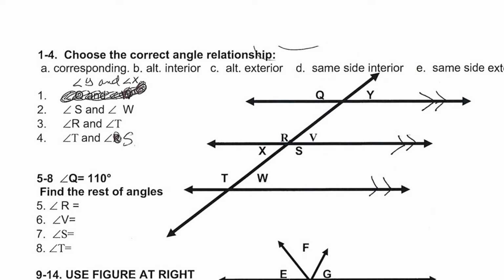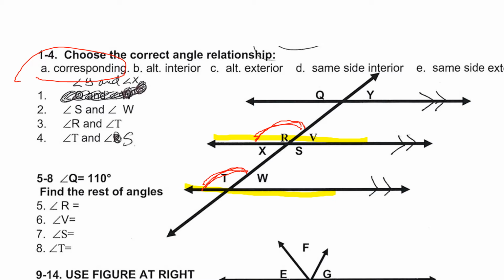R and T, here's R, here's T. Now be careful, your parallels are right here. T's on the inside of the parallels, R is on the outside. So don't pick something that says interior when this one's exterior, and don't pick something that says exterior when this one's interior. So it's not interior, it's not exterior. So you pretty much only have one answer left, corresponding.